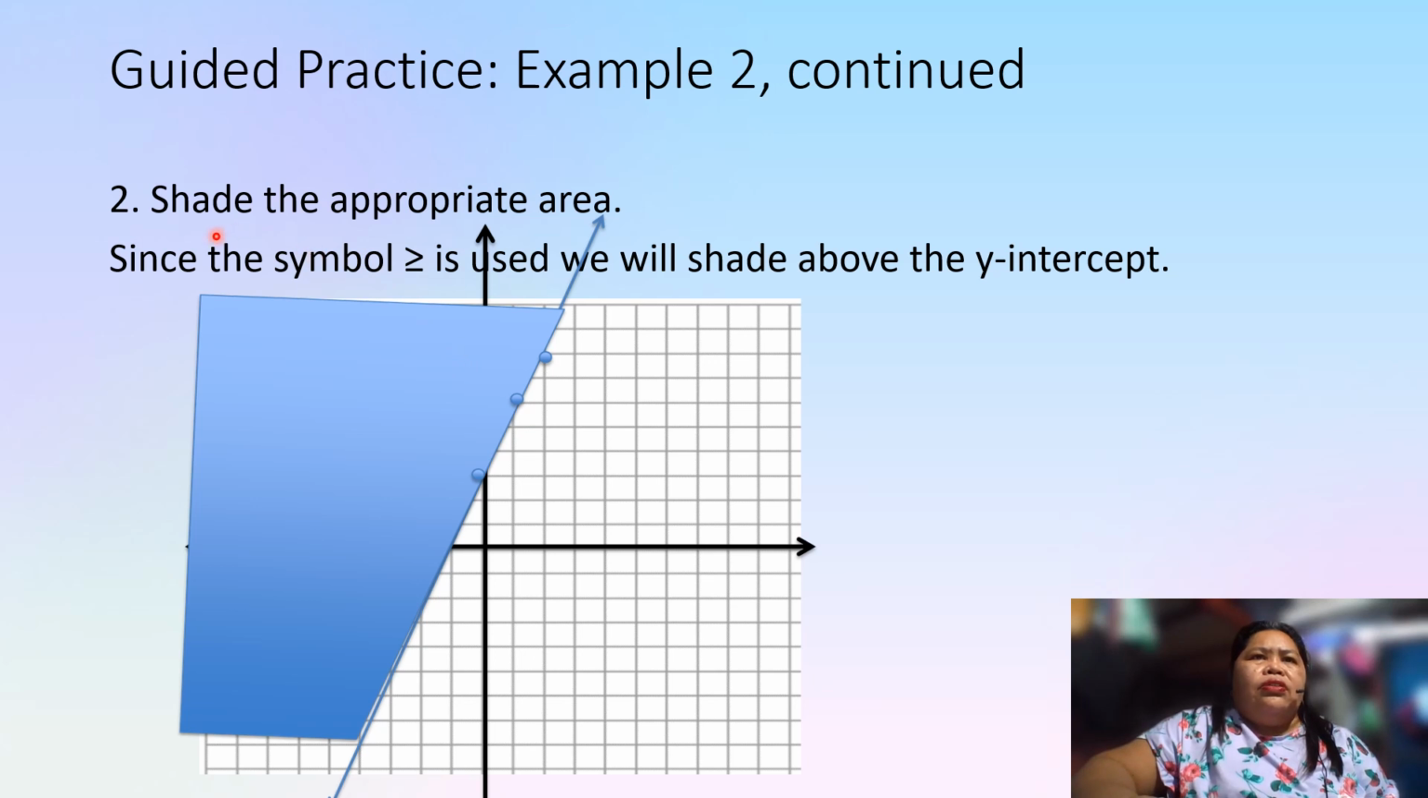Just like here, shade the appropriate area. Since here we have the plot, our 3 is x, like this. So we have 1, 2, 3. Then here, the symbol greater than or equal to is used, so we will shade above the y-intercept. Just like this.